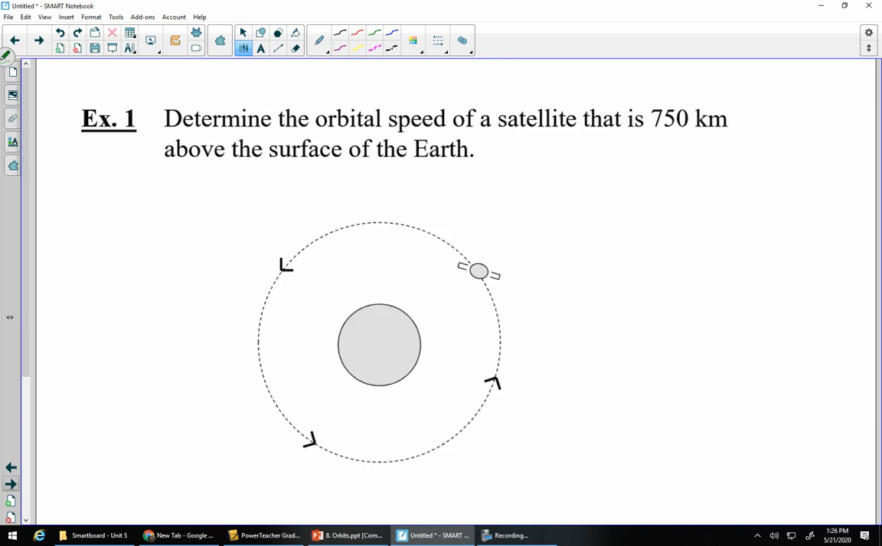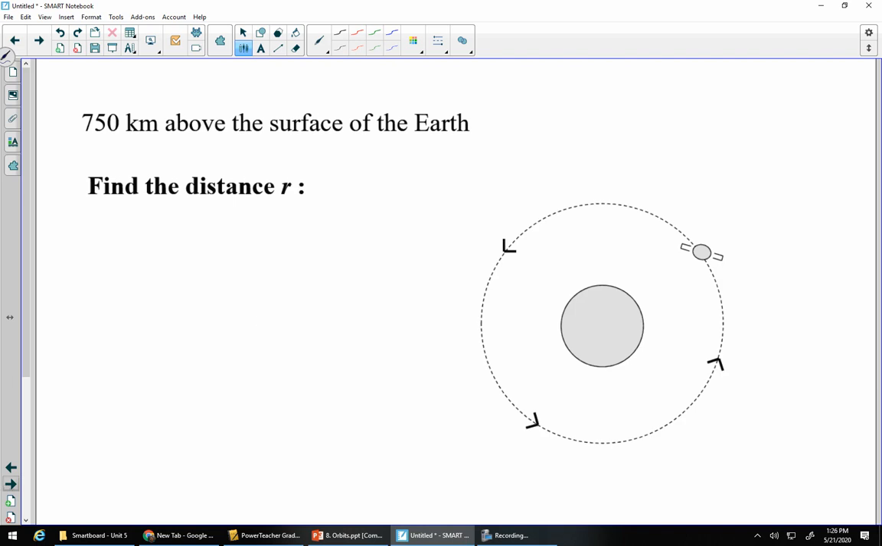All right, so let's check out a quick example here. Determine the orbital speed of a satellite that is 750 kilometers above the surface of the Earth. This really doesn't look like it gives us a bunch of information, but remember, a data sheet gives us a ton of good stuff.